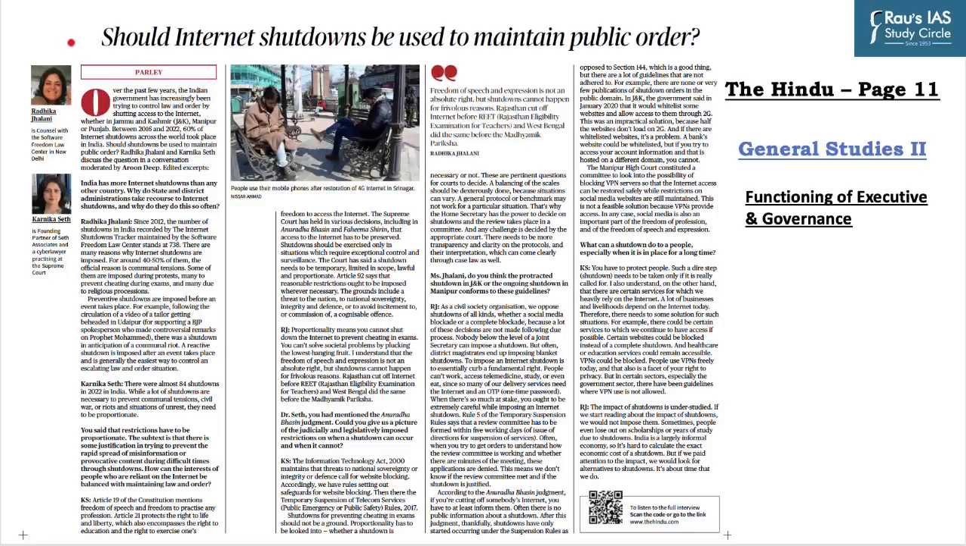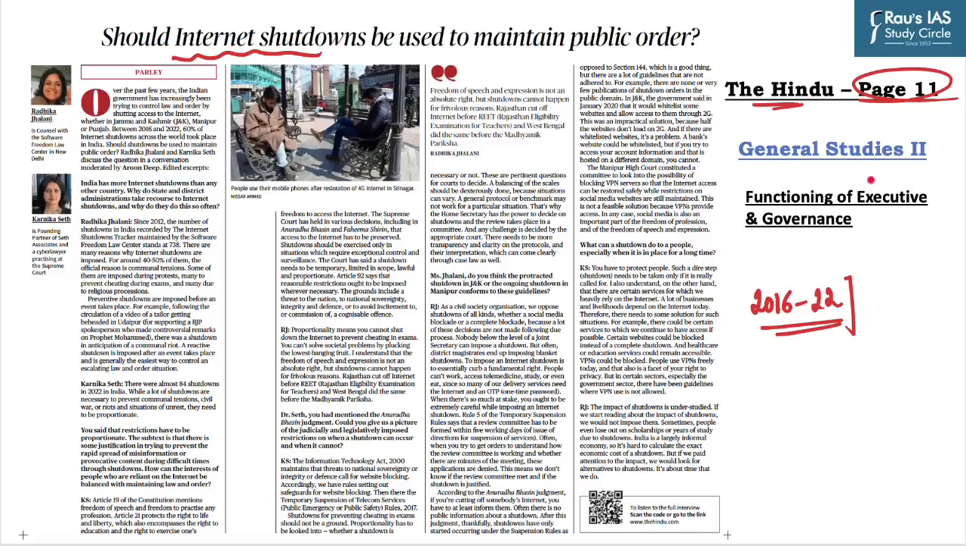Moving on to the next topic of today's discussion, which is based on a news item featured at page number 11 in The Hindu. It basically talks about internet shutdowns in India. The context is that over the past few years, the Indian government has increasingly been trying to control law and order by shutting access to the internet, whether in Jammu and Kashmir, Manipur or Punjab. Between 2016 and 2022, 60% of internet shutdowns across the world took place in India. Hence, it is an important area under the functioning of the executive and governance of the country.